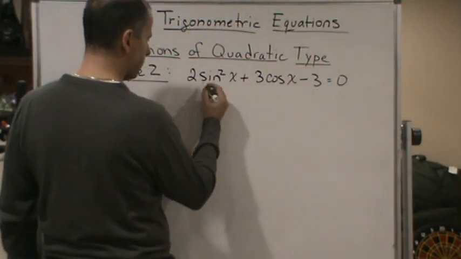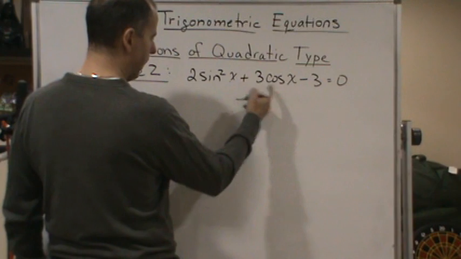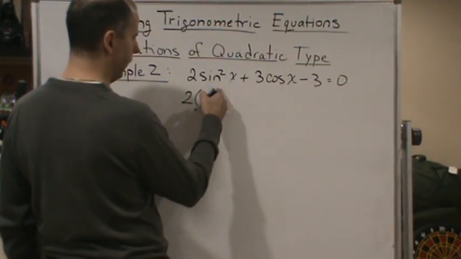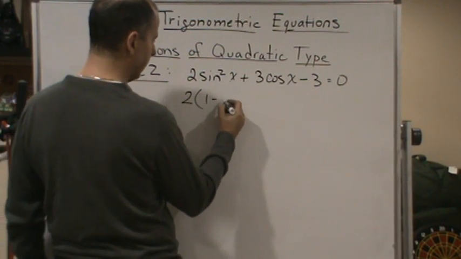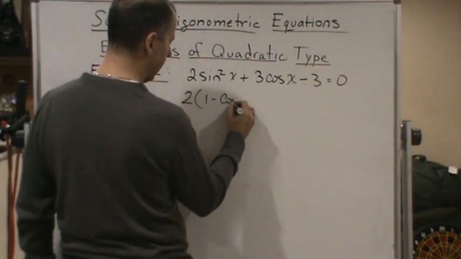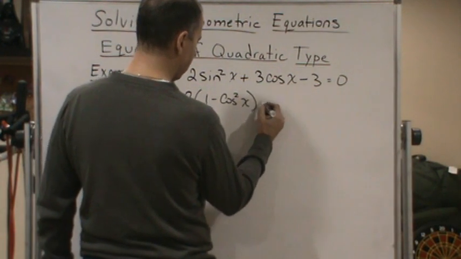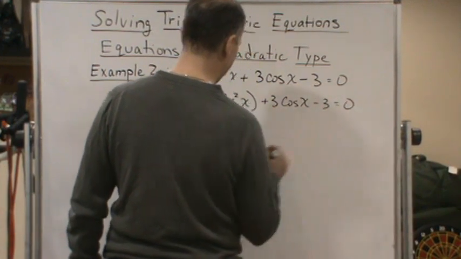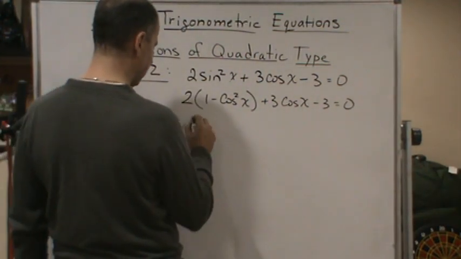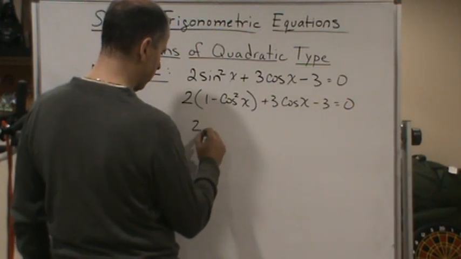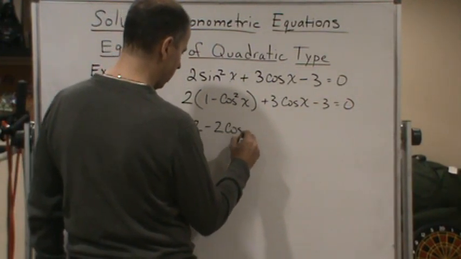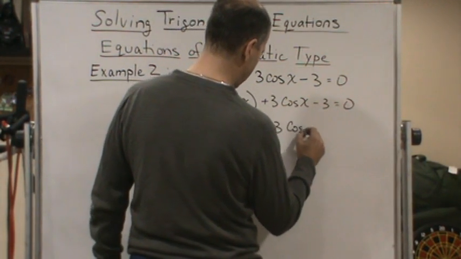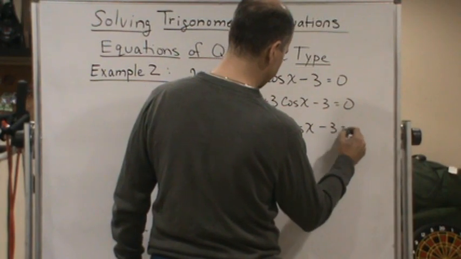So what I'm going to do is substitute in for sine, right? I want everything in terms of cosine then. So I'm going to write this as 2 times the quantity 1 minus cosine squared x plus 3 cosine x minus 3 is equal to 0. So now what I'm going to do is simplify things. I'm going to distribute the 2, so that's going to give me 2 minus 2 cosine squared x plus 3 cosine x minus 3 equals 0.